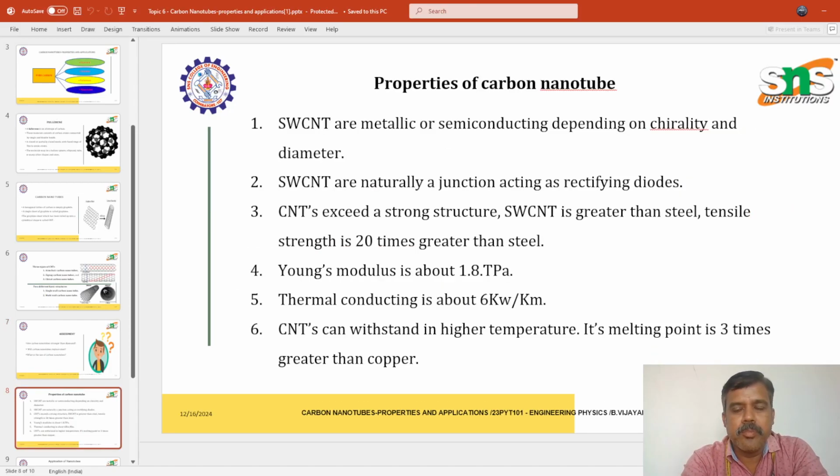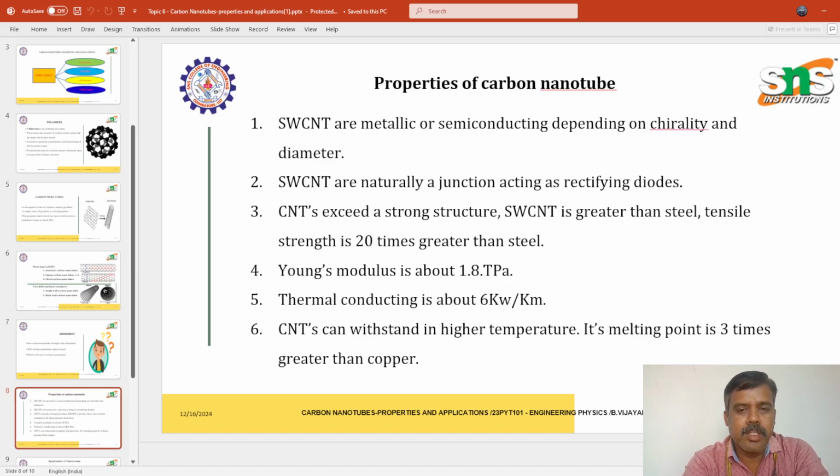Then the properties of carbon nanotubes. One, single wall carbon nanotubes are metallic or semiconducting depending on chirality and diameter. Single wall carbon nanotubes naturally form a junction acting as a rectifier diode. Carbon nanotubes have an exceptionally strong structure. Single wall carbon nanotubes are stronger than steel. Tensile strength is 20 times greater than steel.